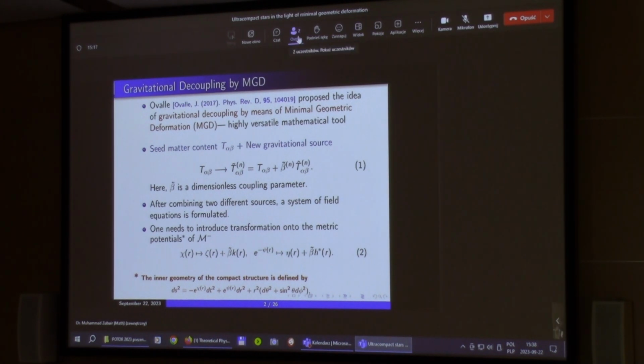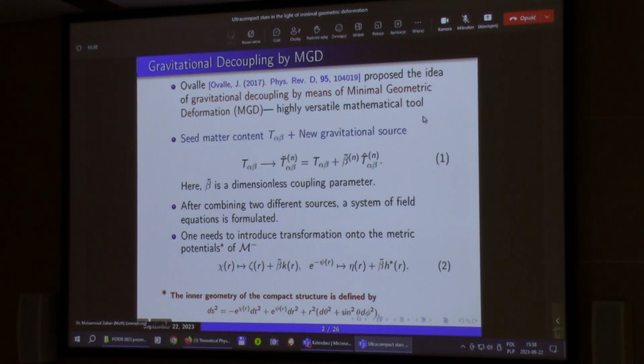After combining the two different sources, we formulate the system of field equations. To solve this system, we pick up the inner geometry as given in the equation. You can see we pick up the line element, and on the ingredients of the line element we introduce a transformation as given in equation number 2. In this transformation, the important thing is the coupling parameter beta, and there are two different unknown functions: k as a function of r, and h star as a function of r.